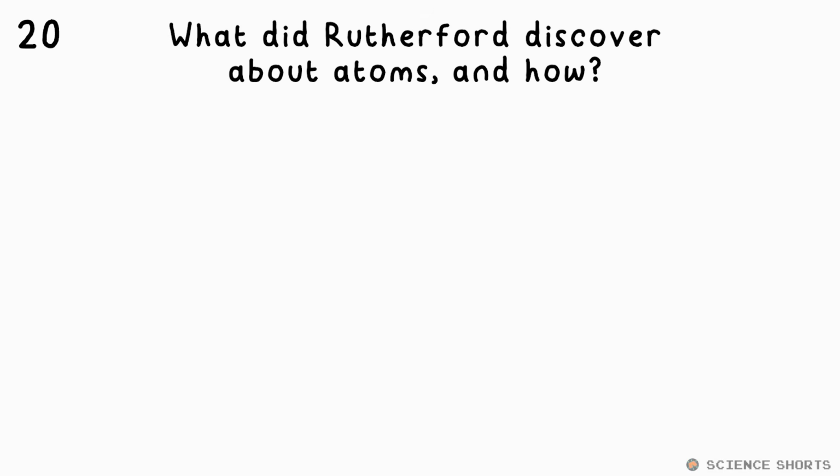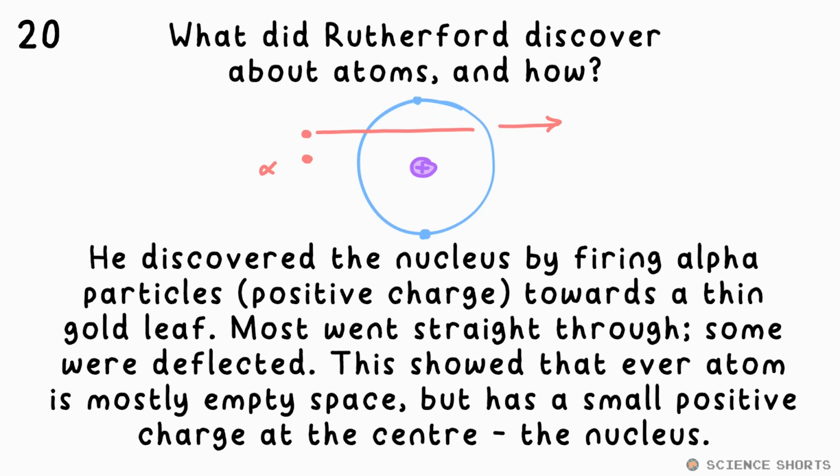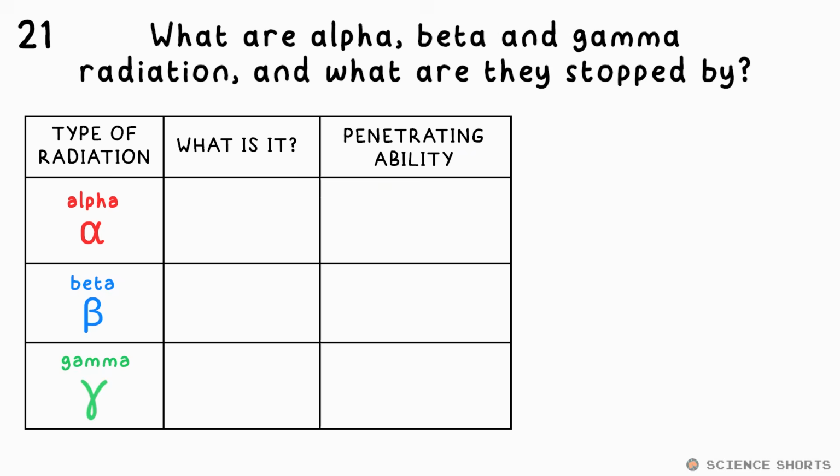Question 20. What did Rutherford discover about the atom and how? Rutherford fired alpha particles, which are positively charged, at a thin gold leaf. Most went through, but some were deflected back. This shows every atom is mostly empty space, but they must have a small positive charge at the center, which we call the nucleus.